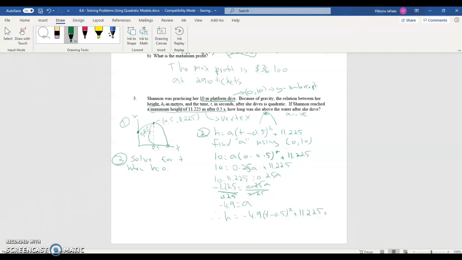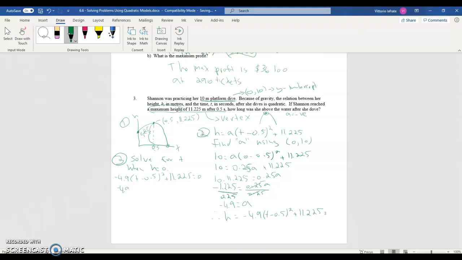There's a few ways you can do it. You could expand this and then factor it, which would probably be tough to do. You could expand it and then use your quadratic formula, and that could work. Or we can just solve by using our vertex form here, as I've shown in a previous video. So we're going to set this equal to 0: negative 4.9 times (t minus 0.5) squared plus 11.225 is equal to 0. And we're going to isolate for t.